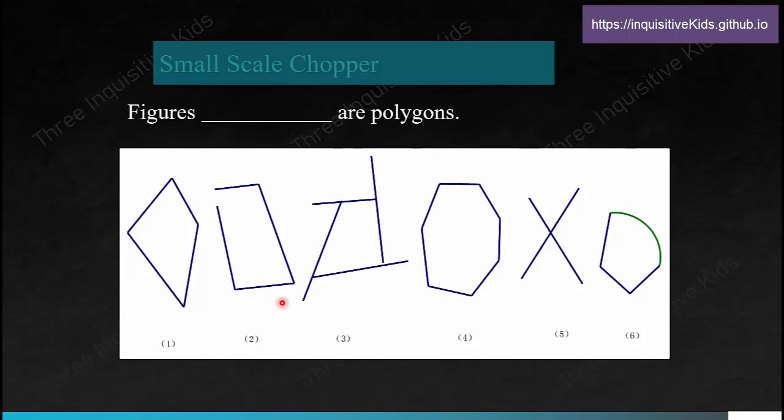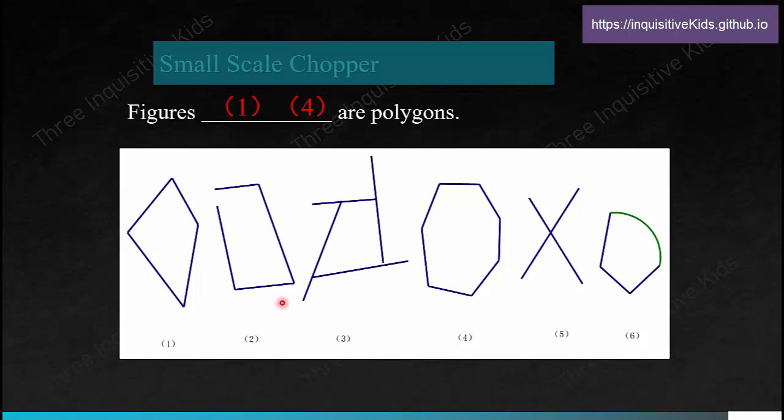So, right now I am displaying 6 figures. And I want you to tell me which of these figures are polygons. The answer is that figures 1 and 4 are polygons. Let's go over them. 1 is a polygon because it's made up of multiple line segments, and it is closed and on the same plane.